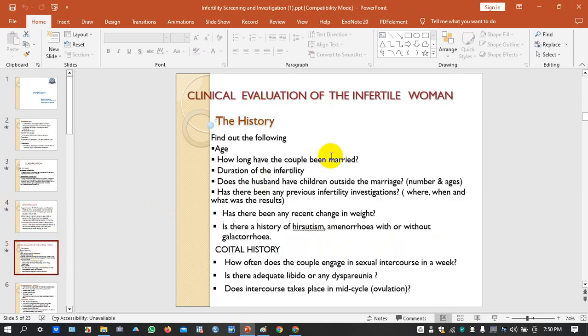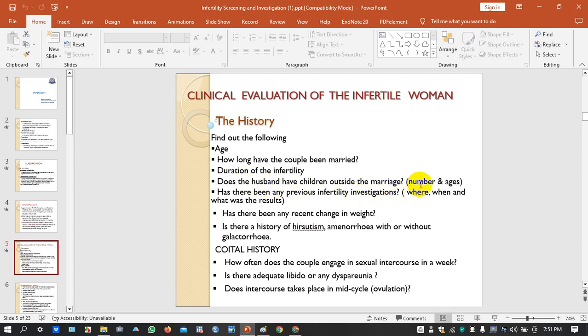Clinical evaluation of the infertile woman. For you to be able to help an infertile woman to give birth, the doctor is the lead, and is helped by the lab and also the radiologist. The doctor will take the history of the infertile woman. First and foremost, how old is the woman? How long has the couple been married? Duration of the infertility.